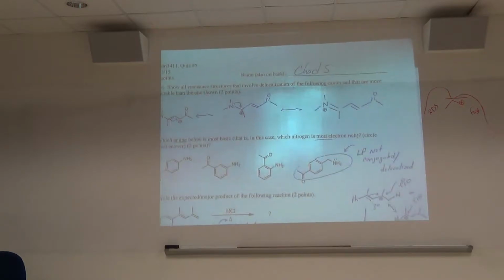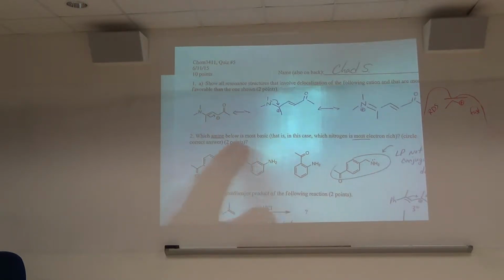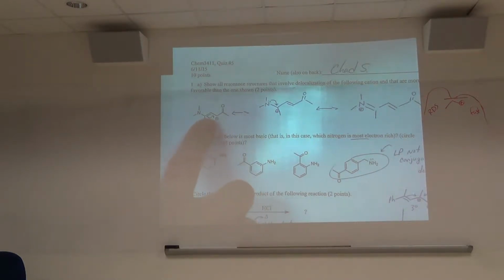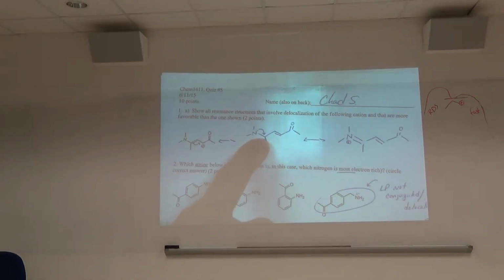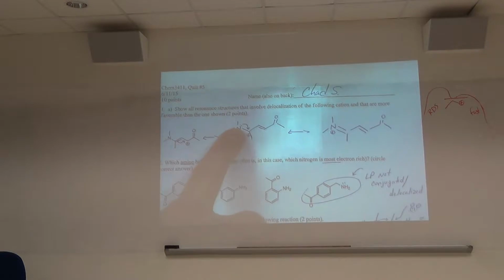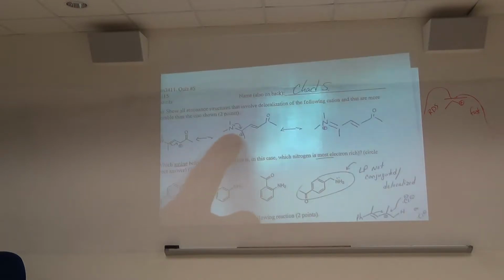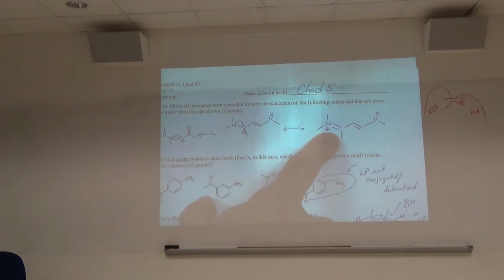Okay, resonance structures. How do you stabilize a cation? Move electrons towards it. Pi bond windshield wipers over. You get this resonance structure with a plus on the carbon there. From there, the lone pair can move in, and we can get this resonance structure here. The charge is now on nitrogen.